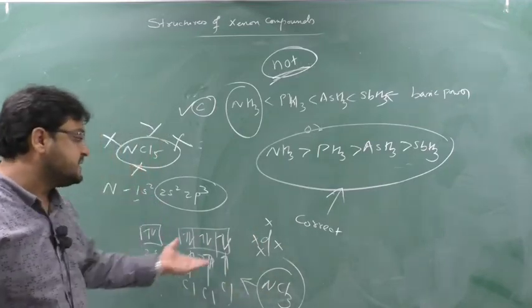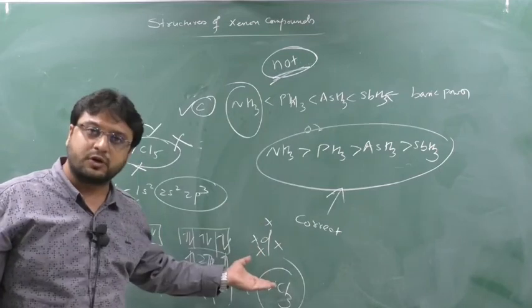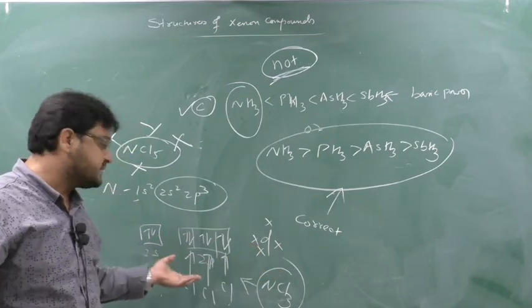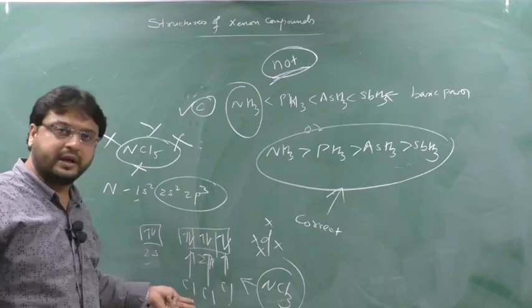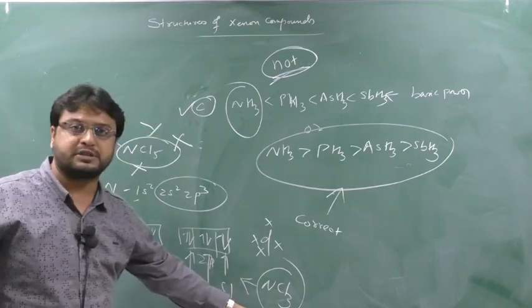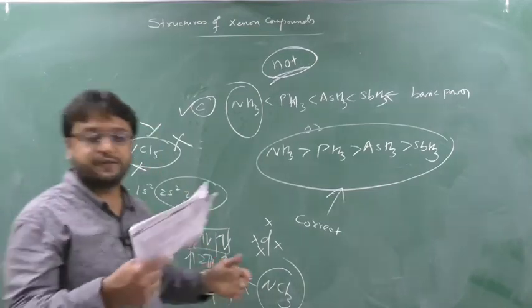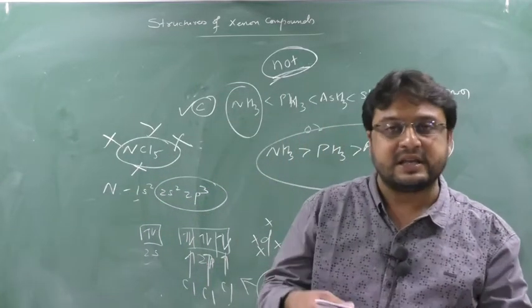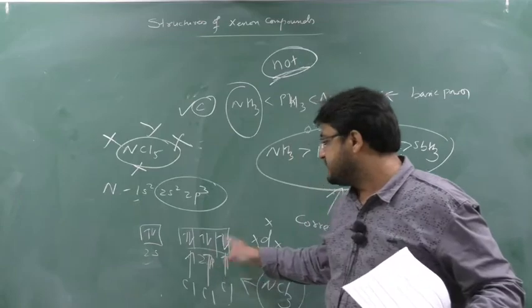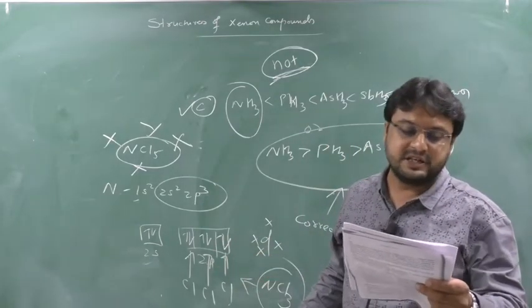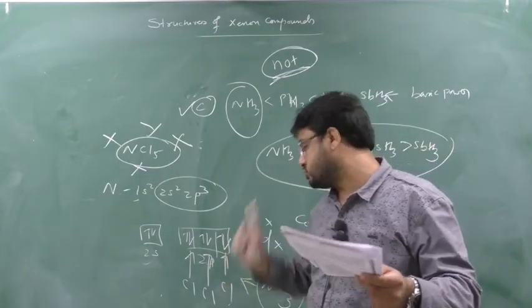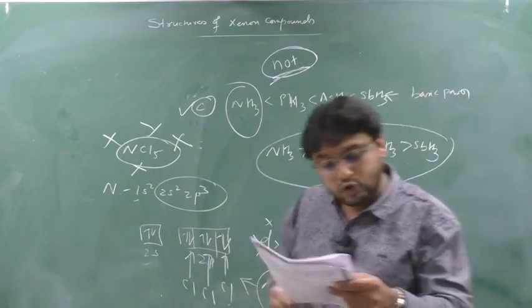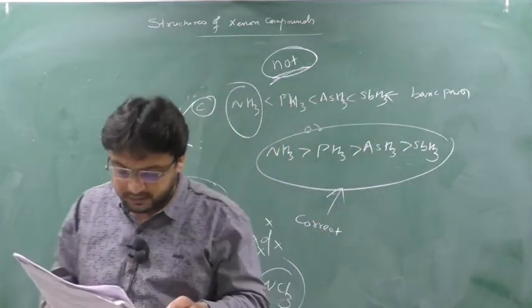But here nitrogen has no vacant d orbital, so nitrogen has the maximum position 3 to give to chlorine. That's why NCl3 is possible. So which is not possible? NCl5 is not possible. That's why NCl5 is not known. See NI3, yes, 1 iodine, 2 iodine, 3 iodine, it is possible. SbCl3 is also possible, NCl3 is also possible, but NCl5 is not possible. So this answer is also correct.